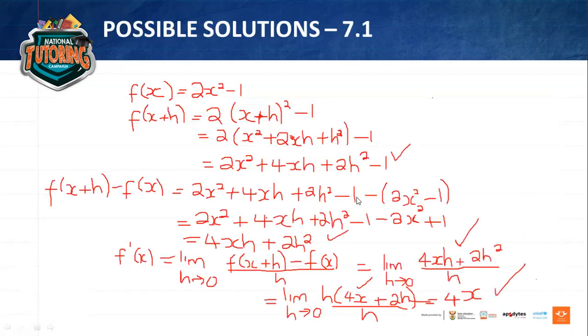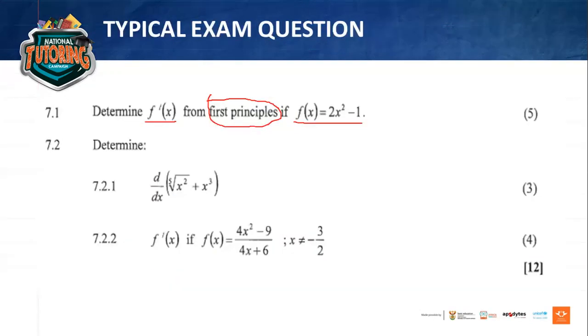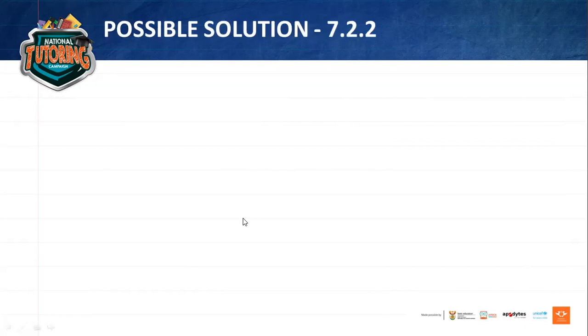Now let's go and look at the question. Let's now get the solution. They want the derivative of f at x. But what is their f at x? f of x is equal to 4x squared minus 9 over 4x plus 6. Okay, so this is the first thing that we have.